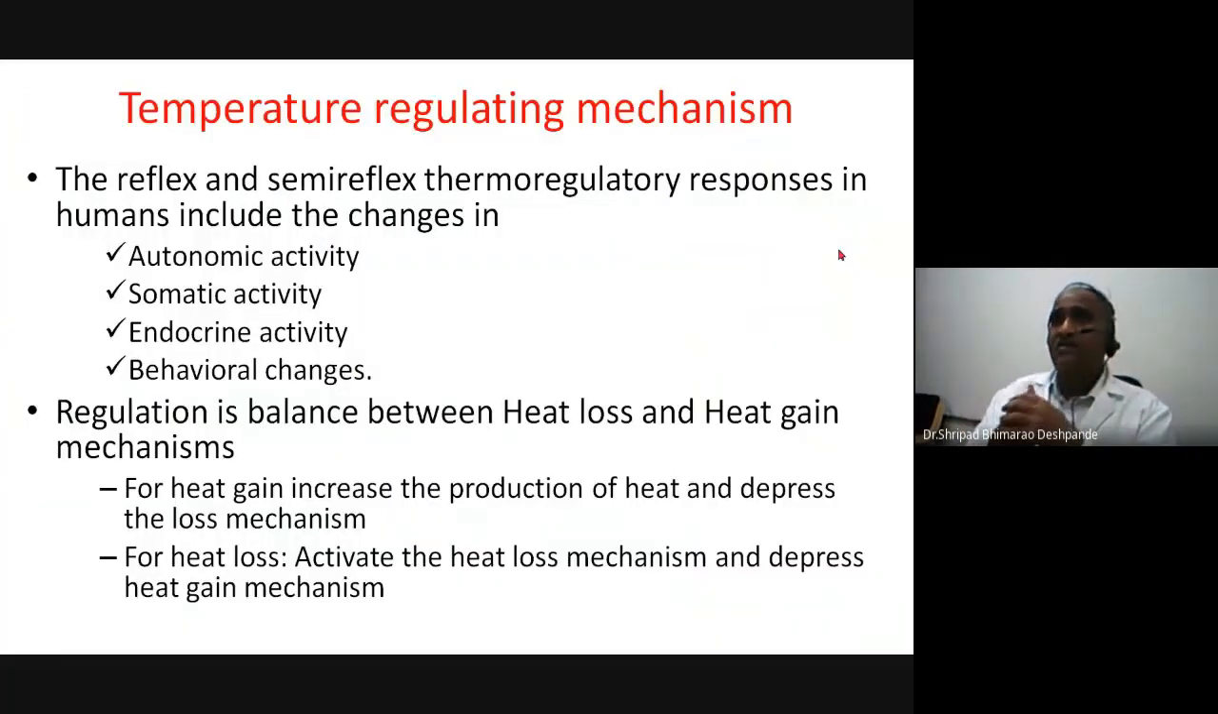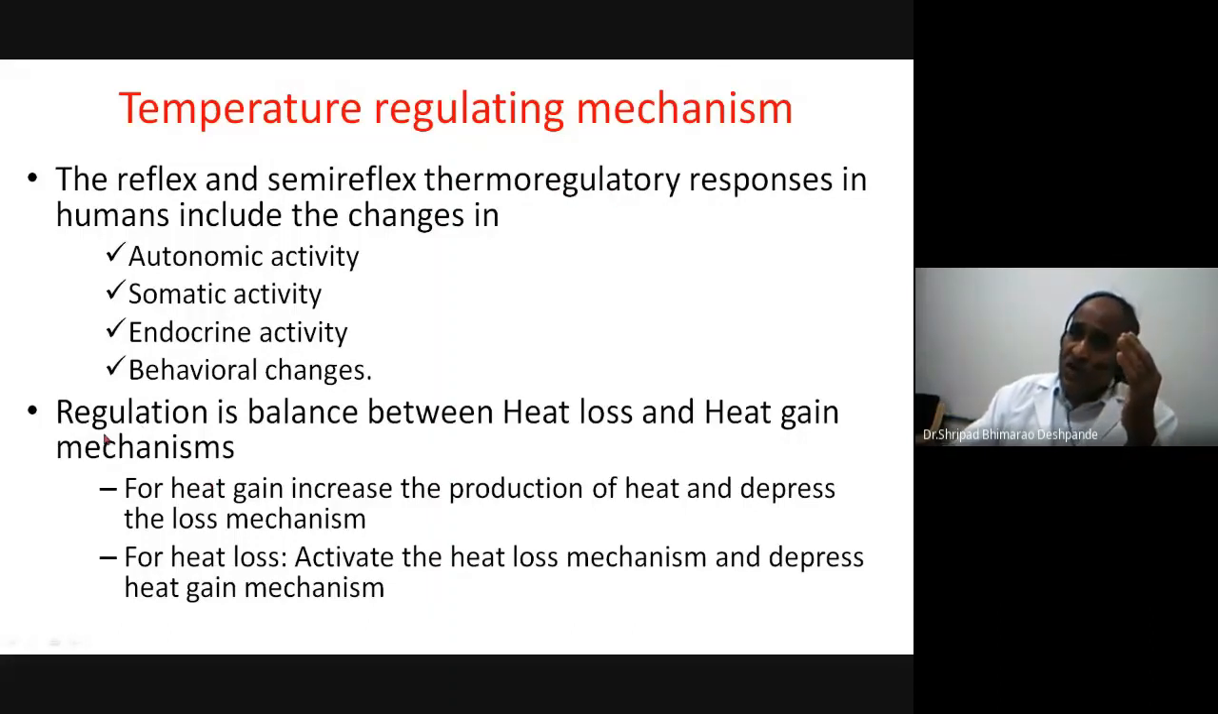Now coming back, what is the temperature regulating mechanism? We try to see it. It is a reflex and semi-reflex responses in our body. And these reflex and semi-reflex mechanisms work on autonomic activity, that is the sympathetic and parasympathetic system, somatic activity, that is the muscular activity, and endocrine activity, I have already mentioned about that, or behavioral changes. All these things are put together, they will try to have the regulation or maintenance of the temperature.